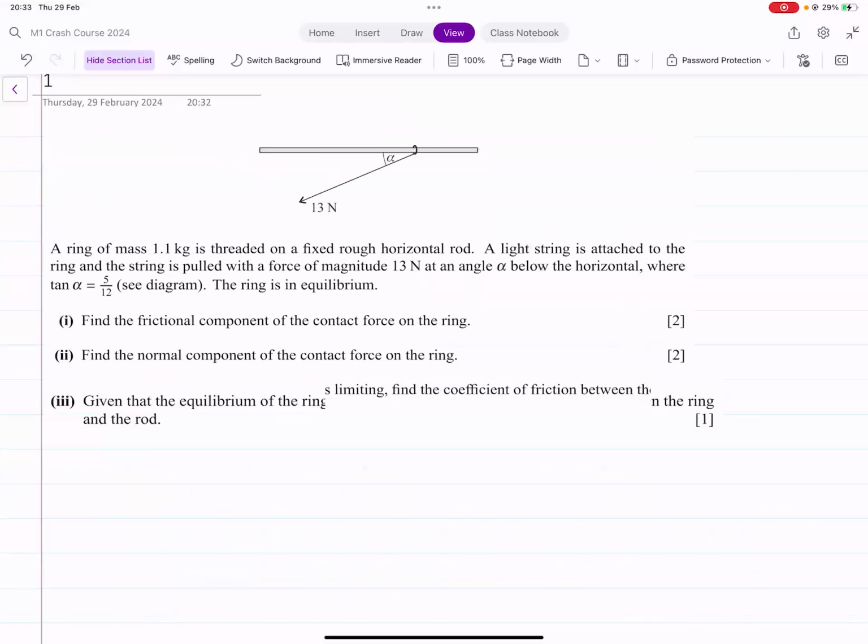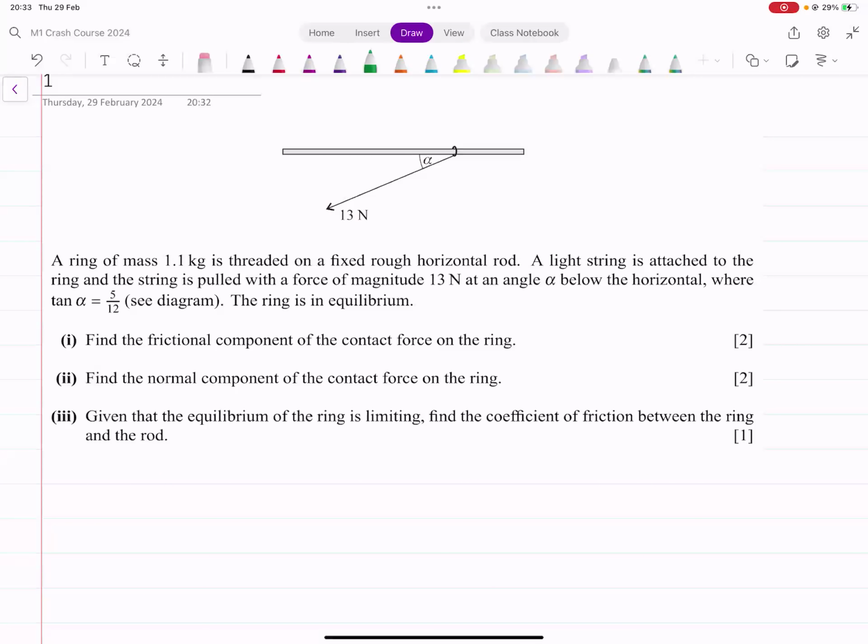Okay, question number 1. It says, a ring of mass 1.1 kg is threaded on a fixed, rough, vertical rod. Now, all the questions that we have done before this point, we used to have smooth surfaces. When you have a smooth surface, that means it does not have friction. Practically that's not generally the case, because you don't have perfectly smooth surfaces. There's going to be at least some friction, but theoretically, we say the friction is so small, it's negligible, that you can just ignore that.